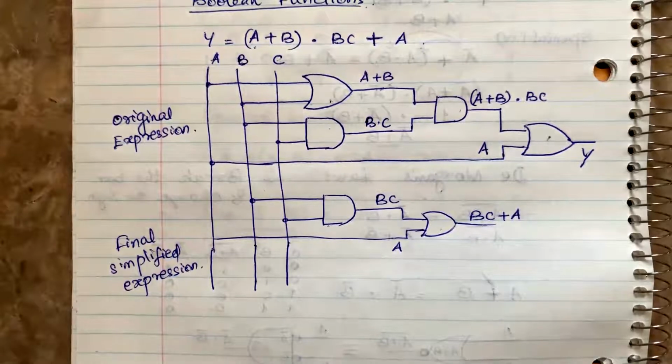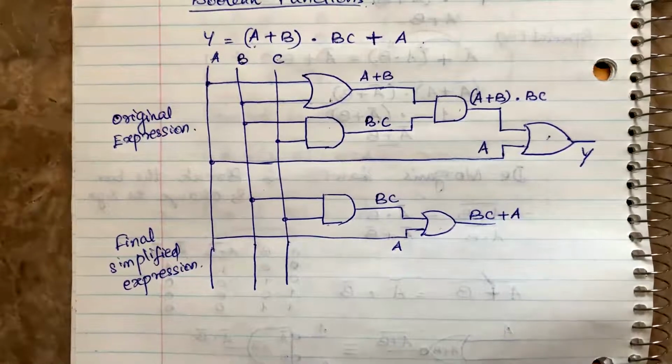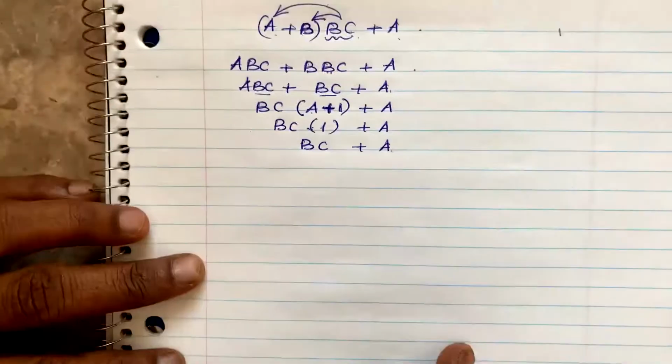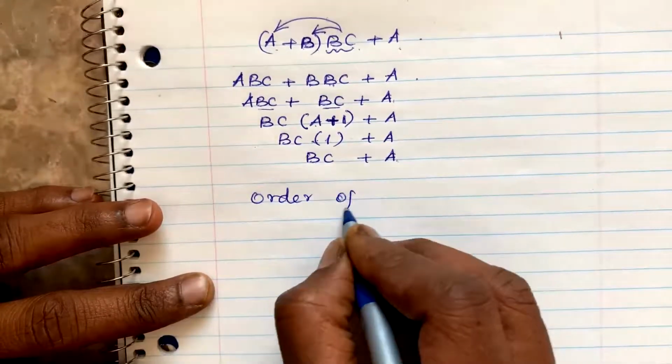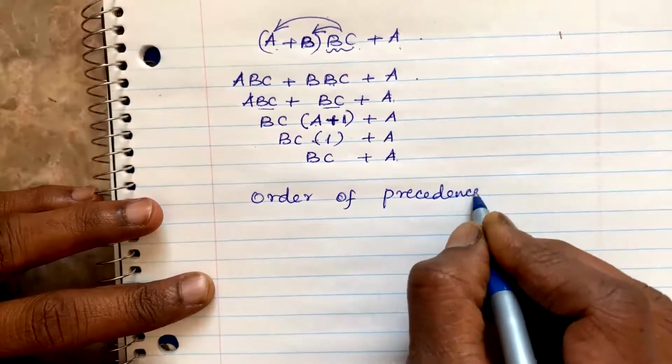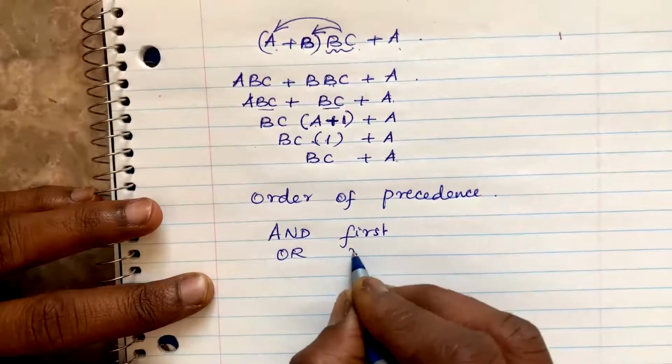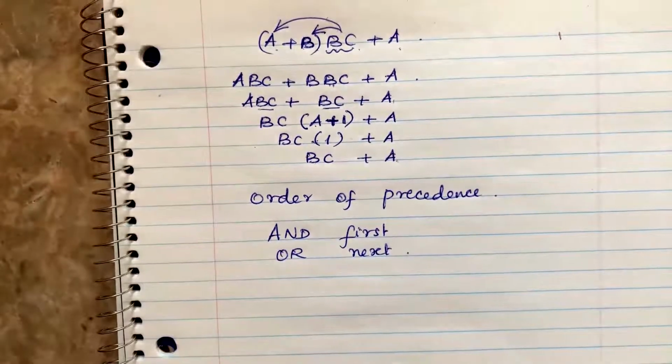Is there any question? Now, with respect to order of precedence, when you consider AND and OR functions, AND always goes first and then OR, okay? First AND and then OR. Any question? This is the order: first AND and OR next.